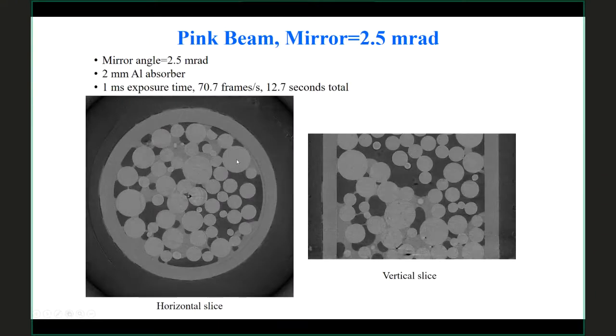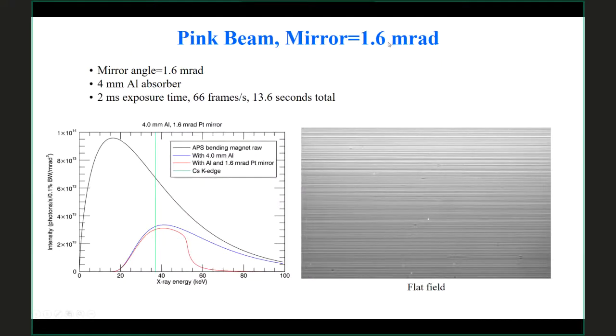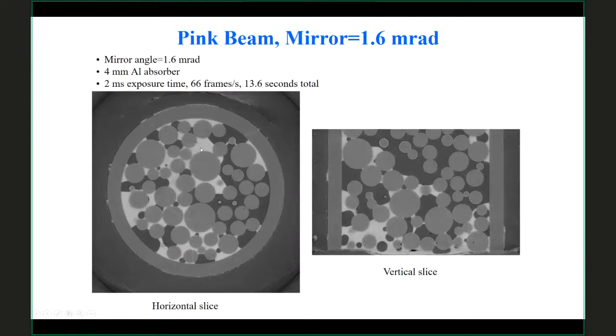So this is now a reconstruction of that same sample, where you can see the fluid in the pores. There are air bubbles, that's the really dark, but the cesium chloride solution is this medium dark, that is less absorbing than the glass beads because, in the spectrum of the pink beam, most of the photons are below the cesium edge. We now go to 1.6 milliradians on the mirror and a 4 millimeter aluminum absorber. Now a significant number of the photons are above the cesium edge, and now the fluid is more absorbing than the glass beads. And this experiment, instead of taking 15 minutes, took 13.6 seconds.